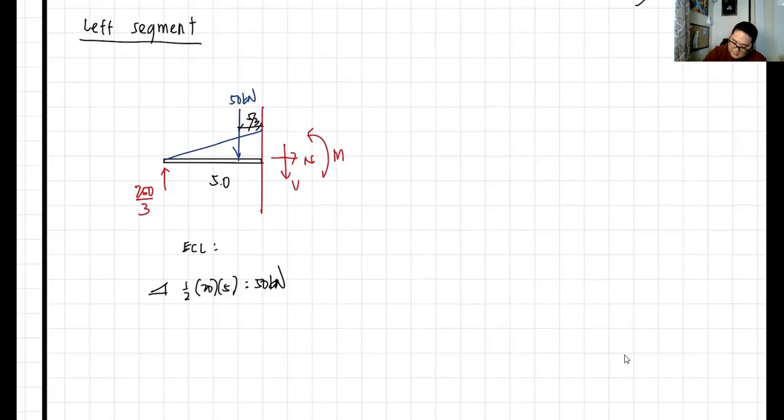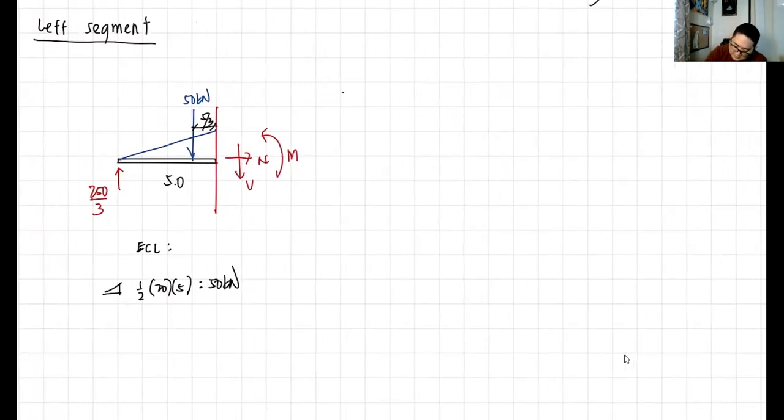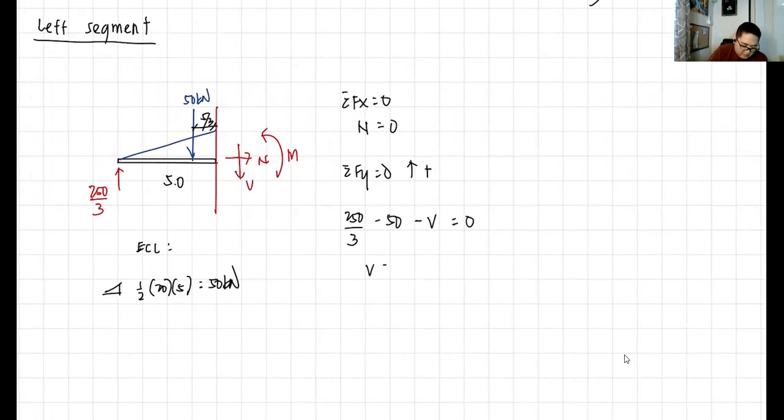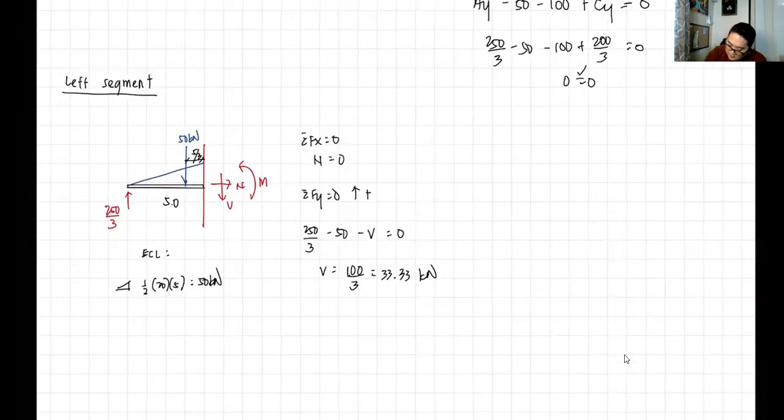Okay? So summation of moment tayo. Fx muna. Fx equals to 0. Since wala namang ibang value kundi N, yan na yung value ng normal force natin. Fy is equal to 0. Taking upward as positive. So we have 250 over 3 minus 50 minus V is equal to 0. So yung V natin will be 250 over 3 minus 50. That is 100/3 or 33.33 kilonewtons. Okay?